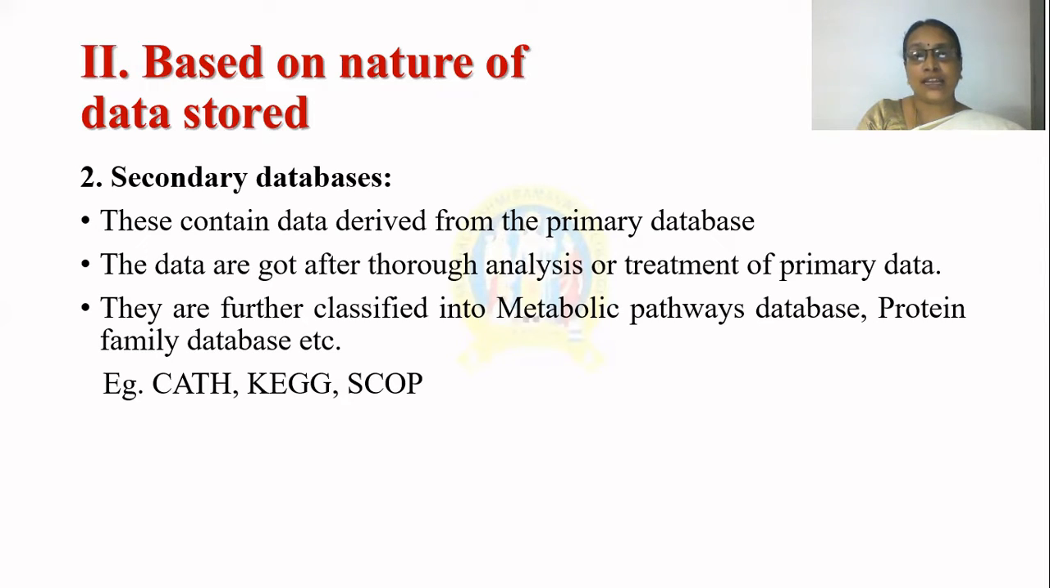The second classification based on the nature of the data stored is secondary databases. These contain data derived from the primary database. Here, the data are obtained after thorough analysis or analytical treatment of primary data. They are further classified into metabolic pathways database, PFAM database, or protein families database. Examples are CATH, KEGG, and SCOP.